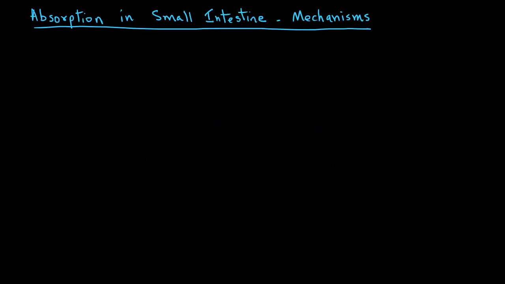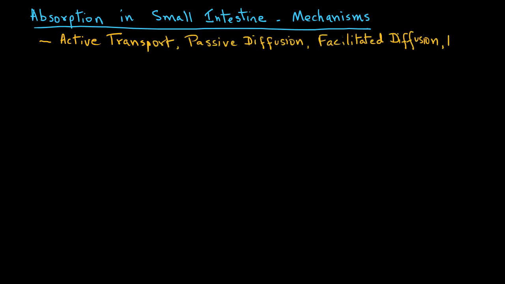In this video, we will look at various mechanisms that describe the movement of a substance across the membrane of the absorbing cell. We will consider 4 different mechanisms: active transport, passive diffusion, facilitated diffusion, and endocytosis. Let's first look at active transport.